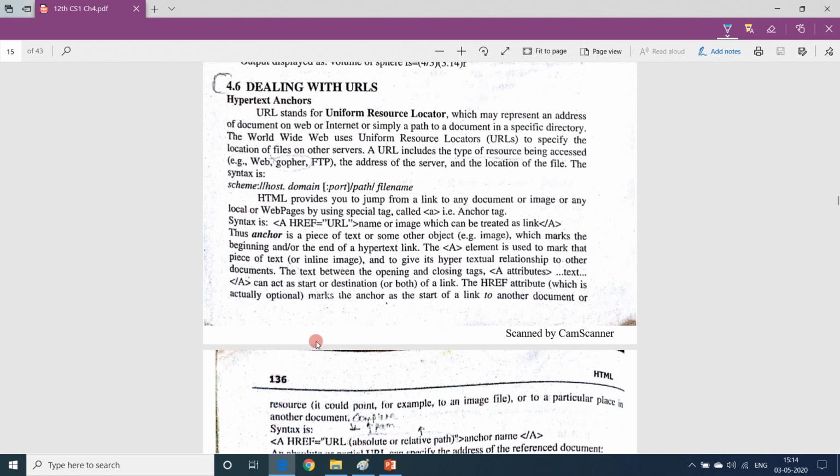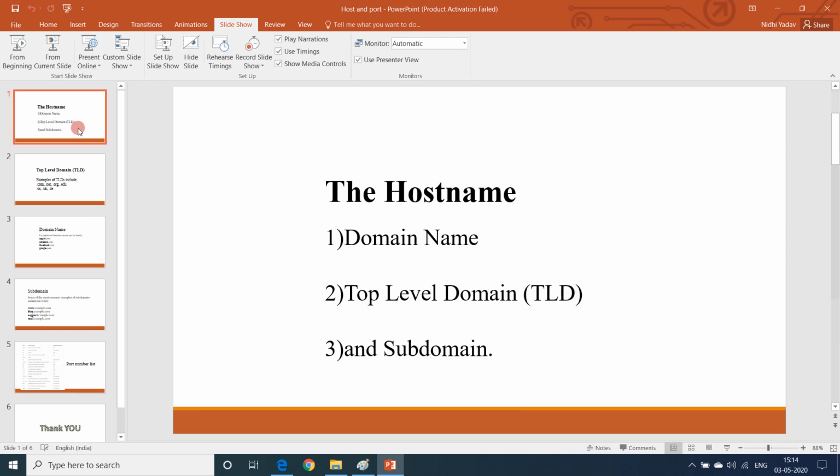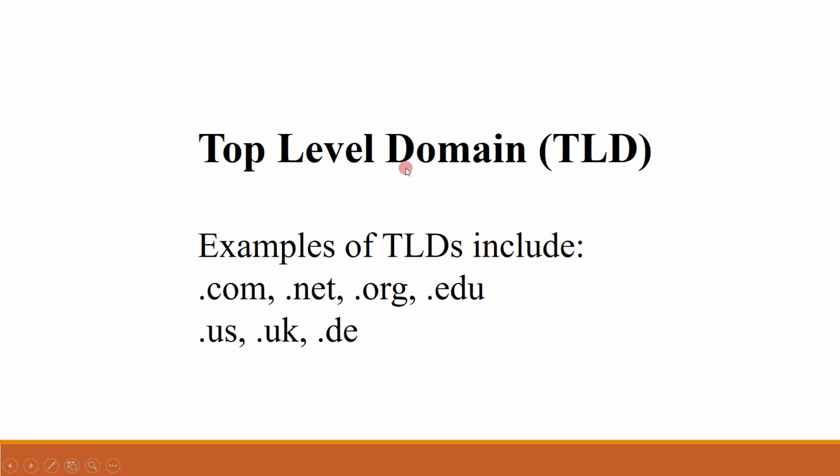Then we have host dot domain name. Now the host name is divided into three types: domain name, top level domain name, and subdomain. Now, top level domain, for example, .com, .net, .org, .edu, .us. So, .com is for commercial, .org is for organization, .edu is for education.